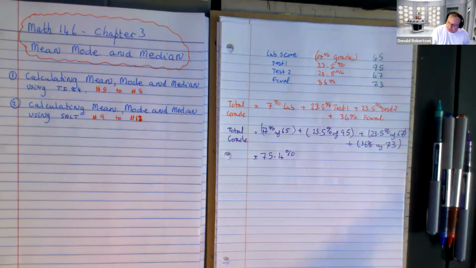Kind of a nice finishing point for this one. Is there anything else you want to know about mean, mode, and median before we move on?